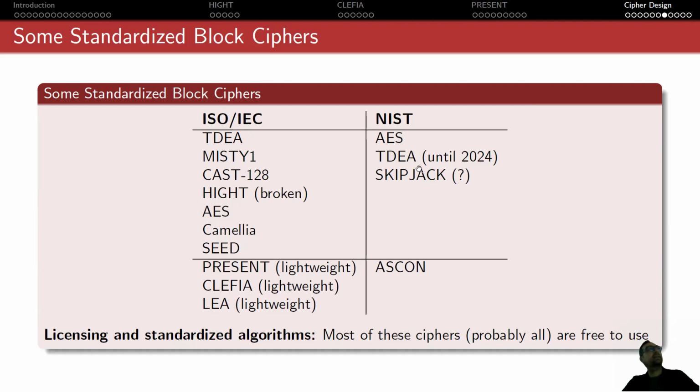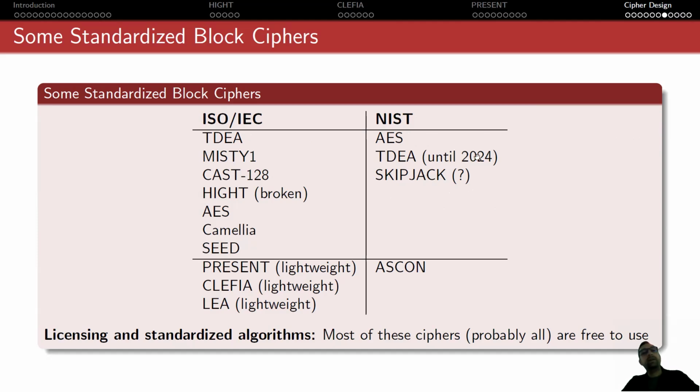On the NIST side, things are a little bit different. NIST had 3 block cipher standards. Skipjack was designed by the NSA and has 80-bit security. So it is no longer used, but you can use it only for backward compatibility, in order to decrypt something that was encrypted before. So it is no longer in the standards.